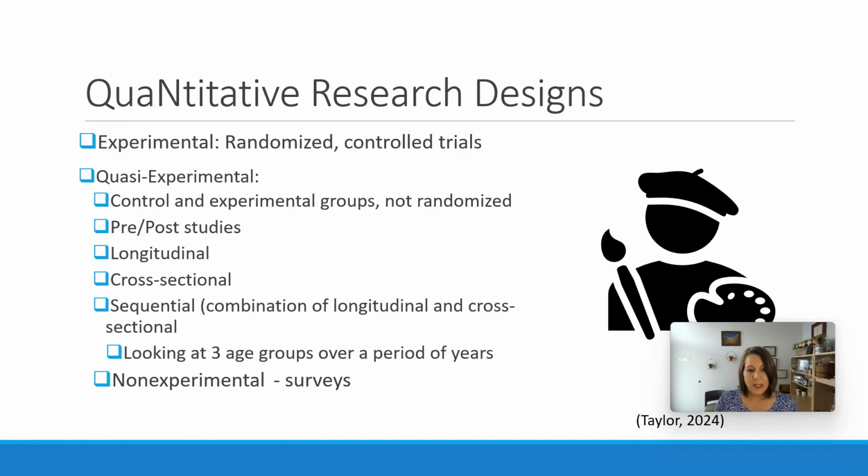So what about quantitative? And you've probably heard some of these terms before. So true experimental studies are randomized and they're controlled trials, meaning there is a control group and one or more experimental groups that you're comparing, and that participants are randomized into those two groups. Quasi-experimental is where we have a control and an experimental group, but they're not randomized. Maybe we use the folks at one site as the control group and at another site as the experimental group. Pre-post studies, where the group is their own control, is also quasi-experimental.